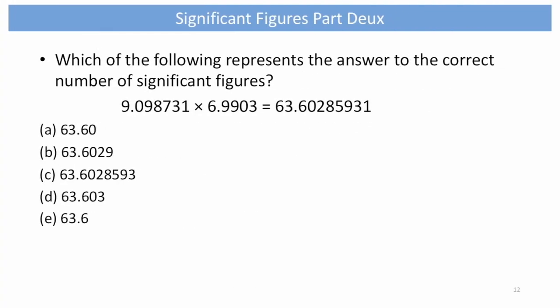Okay, another example. Which of the following represents the answer to the correct sig figs? This is a simple multiplication. So remember, in multiplication, we are worried about the number that has the fewest number of sig figs. In this case, that is this number here. This one has 5 sig figs. This number has 7 sig figs. So our final answer should only have 5 significant figures, so 63.602. And once again, that 8 beyond the last sig fig is more than halfway to the next number. So our answer in this case should be, again, D.